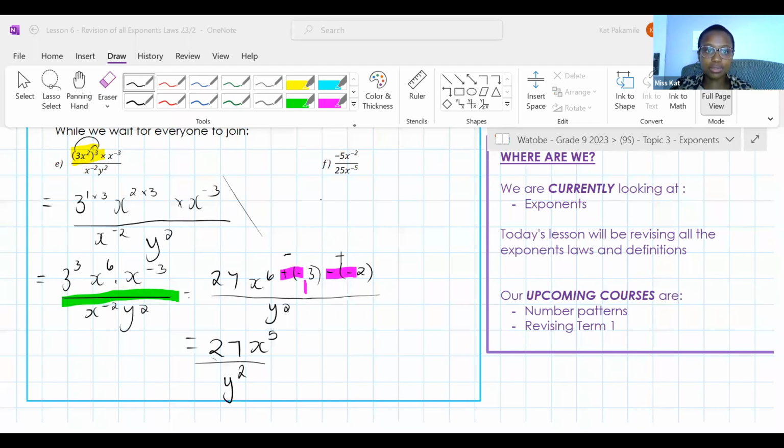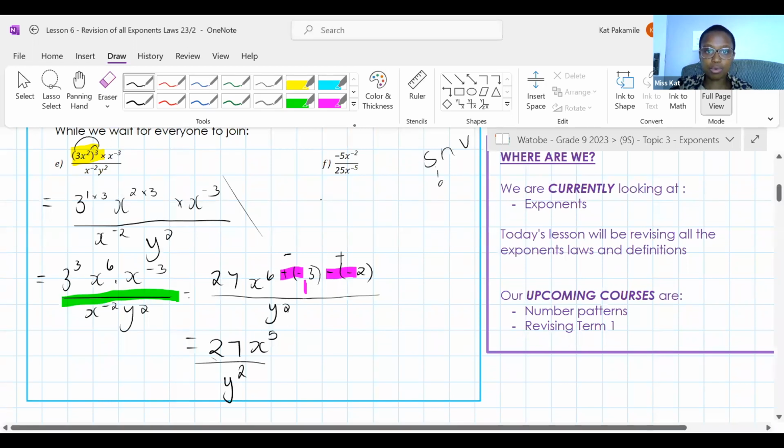Now, let's deal with F. Okay. S and B. That would be your sign, number, variable. Okay, first we have a negative and a positive. That gives you a negative.